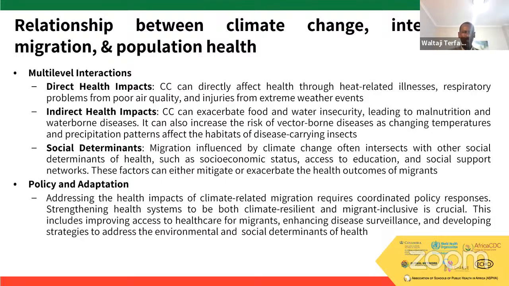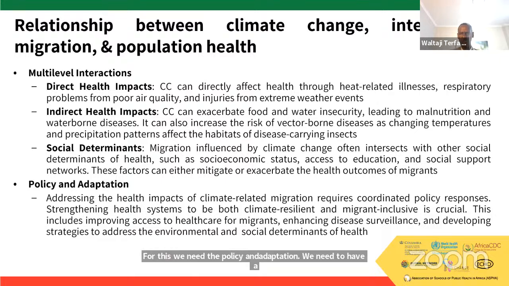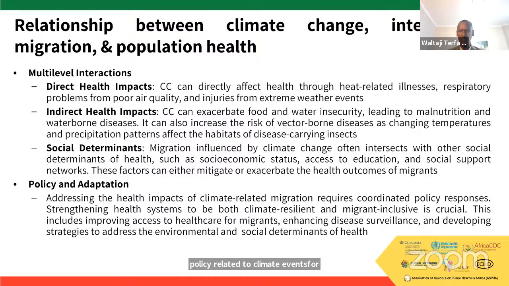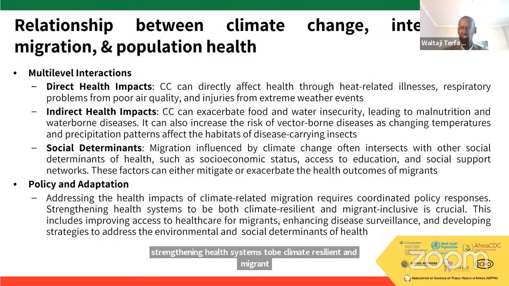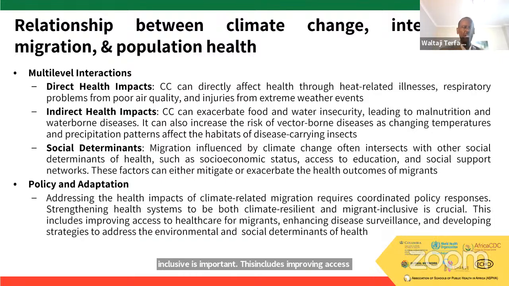So for this, we need the policy and adaptation. We need to have a policy related to climate events for migration, which requires coordination of policy response, strengthening health system to be climate resilient and migrant inclusive is very important. This includes improving access to health care for migrants, enhance disease surveillance, and developing strategy to address environmental and social determinants for the migrant. In most cases, when there is a response, we need to address also the host community, because whether it is internal or external migration, we need to address this with the host community to avoid the conflict of interest, because they are moved to someone's niche.